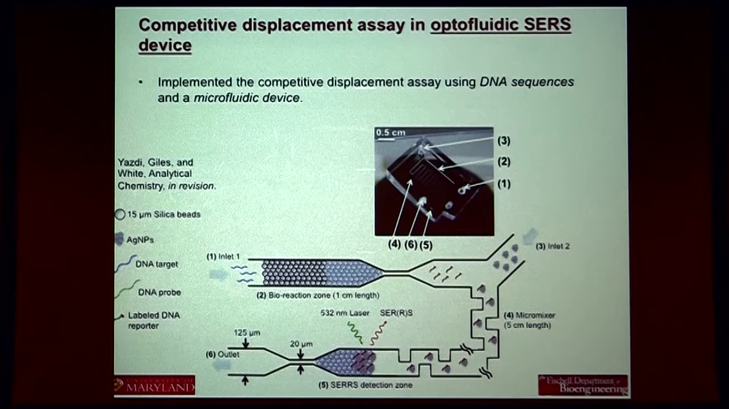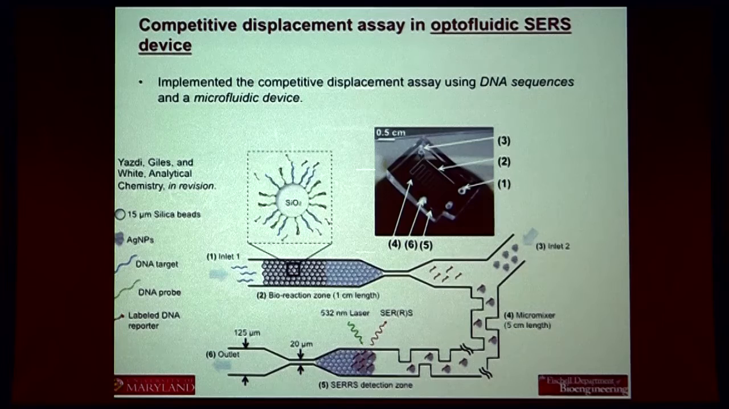We're essentially using packed silica beads to mimic the porous nature of paper. At the inlet to our microfluidic device, we've got our sample, which contains that DNA target. And within these packed silica microspheres, this is what the microsphere looks like. This green-red pairing there is that probe and reporter that we just saw on the previous slide. And where you see the blue, that's where the target has displaced the reporter.